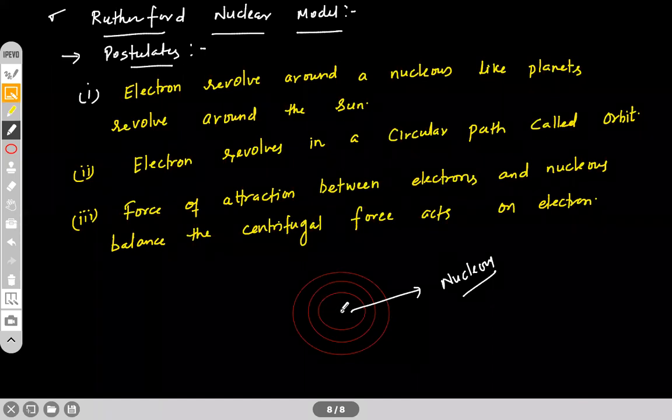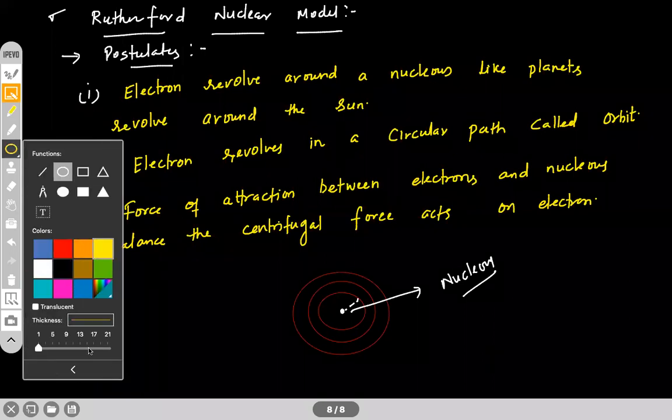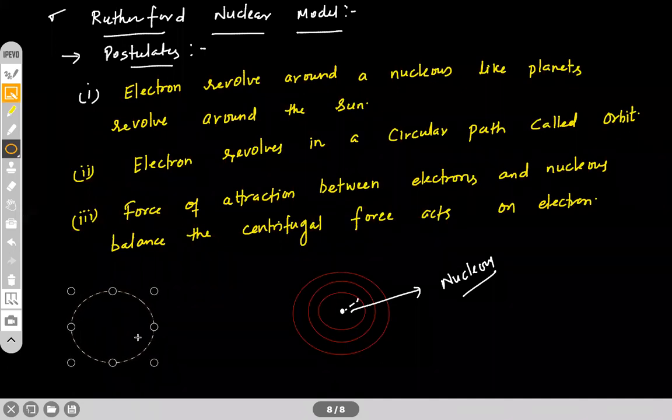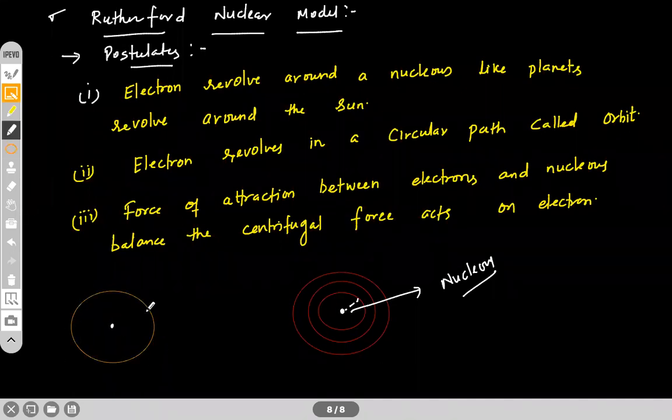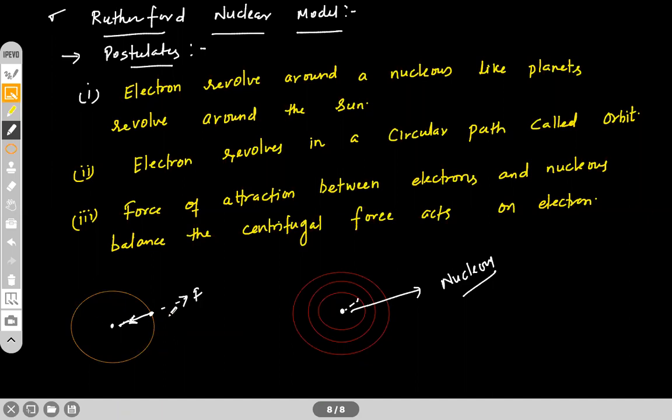Third point, what he said: because it is positively charged nucleus and this is electron, you must have some force of attraction. You know what is centrifugal force? Could you tell me what is centrifugal force? Centrifugal force is the force that acts on an object in outward direction. This force is centrifugal force. The force that acts towards the center along the radius is centripetal force, and this centripetal force keeps this object in this circular path.